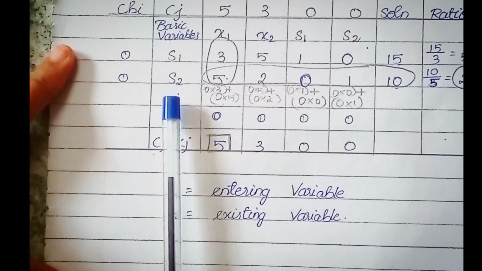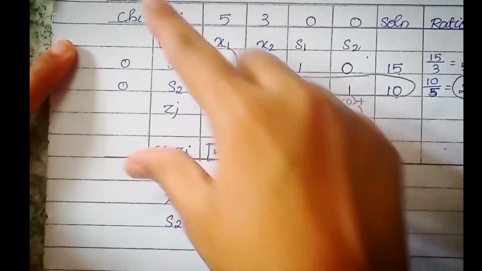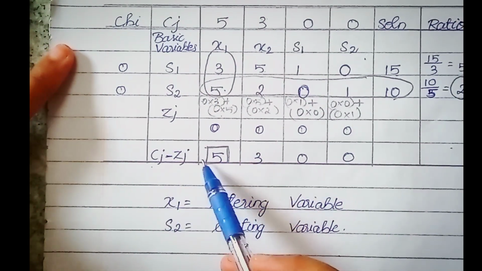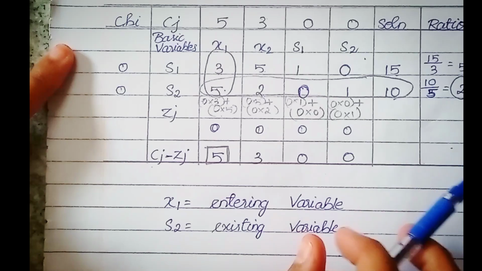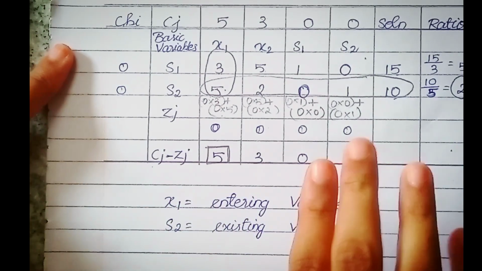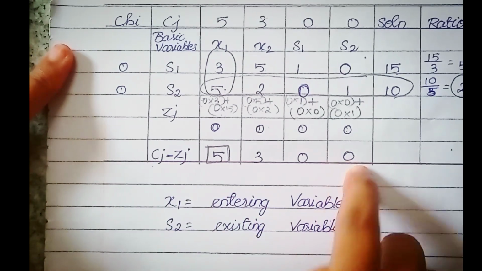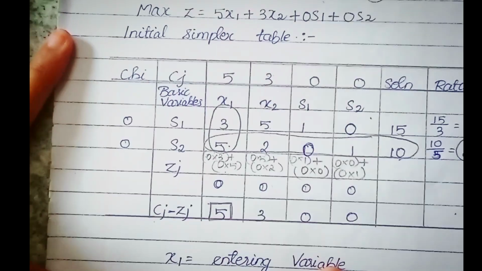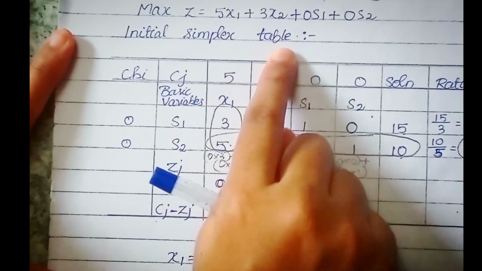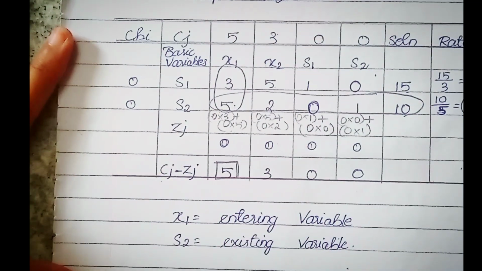This is S2. Next we should continue with iteration 1. We should again put the same table because we did not get the negative number in the Cj minus Zj. When we get the negative number in the Cj minus Zj, the answer is completed. But as we got the positive number, we should again do this table, and that time we should write iteration 1. This table is considered as the initial simplex table. And again when we do the same table, it is written as iteration 1.